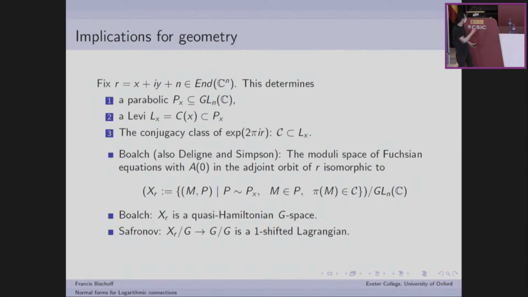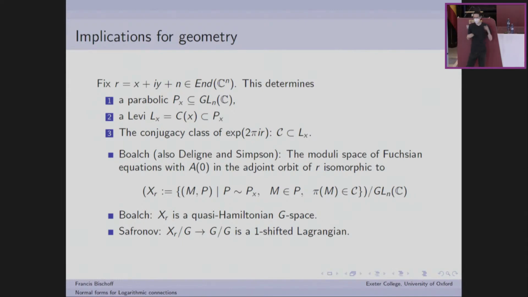A lot of people have contributed to this, especially Deligne and Simpson, but I think the place where it was made crystal clear in a really general form was in a paper of Boalch. And what he explained is the following. I need to introduce a little bit of notation. So I want to fix a matrix R, and I've decomposed it: X plus iY is the semi-simple or diagonal part, and N is the upper triangular or nilpotent part.